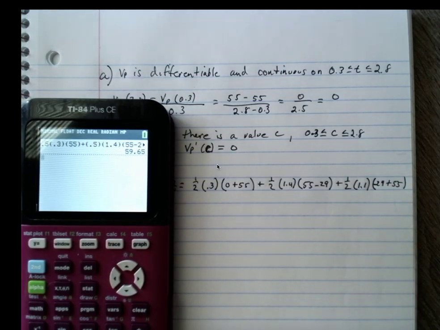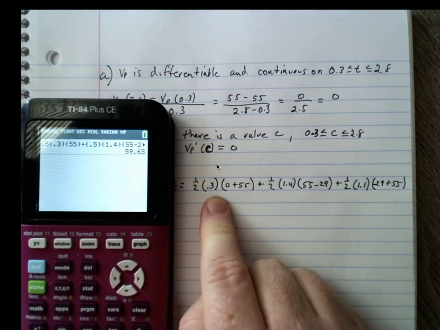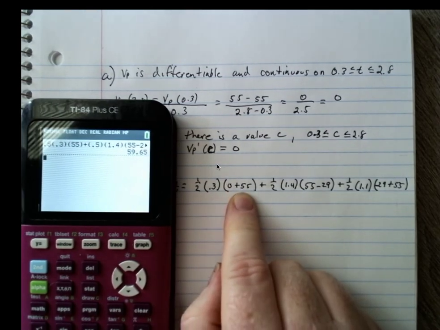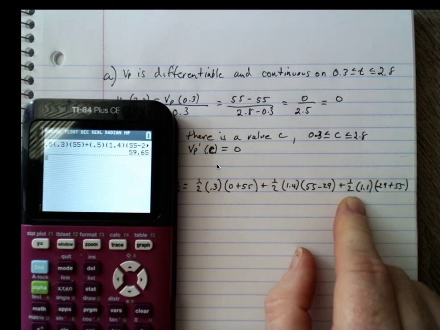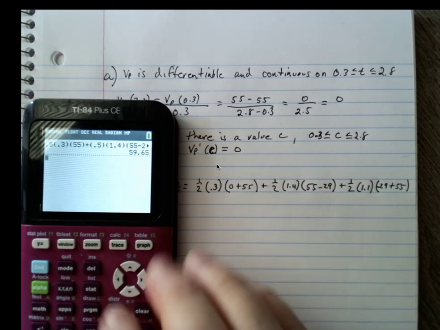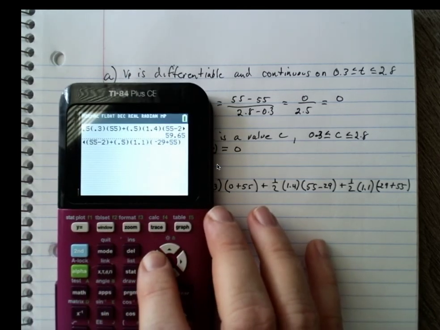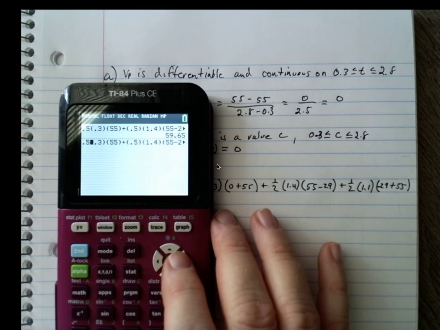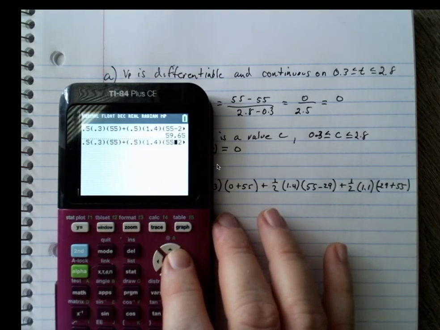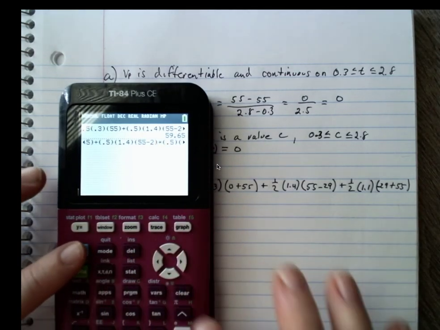Where did we go wrong? 0.5, 0.3, 0 plus 55, 1/2, 1.4, 55 minus 29, 1/2, 1.1, negative 29 plus 55. Let's go ahead and go back over that. 55 minus 20. Ah, there it is right there. I don't have a 29 right there. Second insert, a 9.